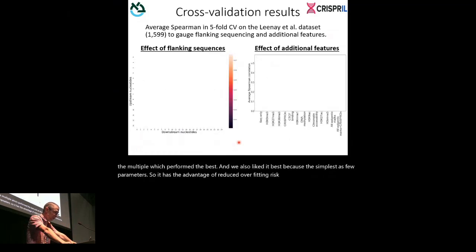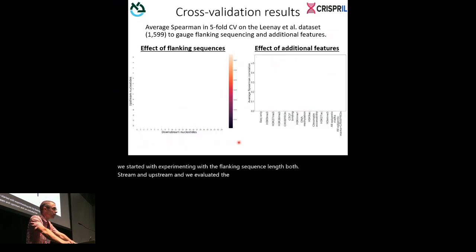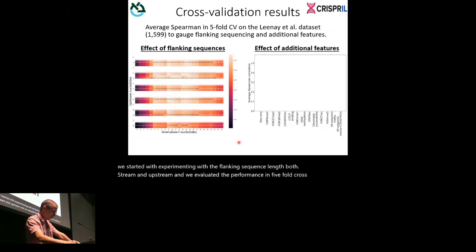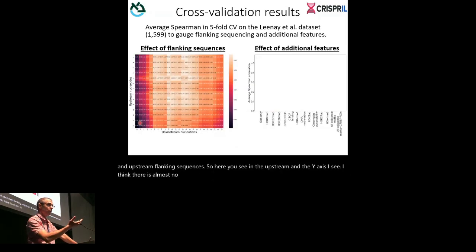So moving on to the results, we started with experimenting with the flanking sequence length, both downstream and upstream. And we evaluated the performance in 5-fold cross-validation on the Lina et al. data. And here I'm showing the results of different combinations of downstream and upstream flanking sequences. So here you see in the upstream, on the y-axis, I think there is almost no effect when we add nucleotides. So we decided to add 0 upstream nucleotides.